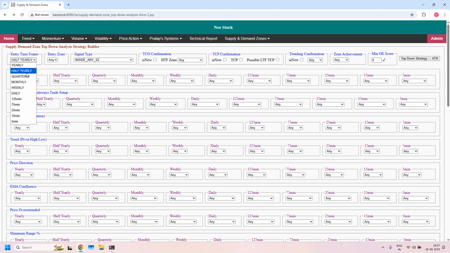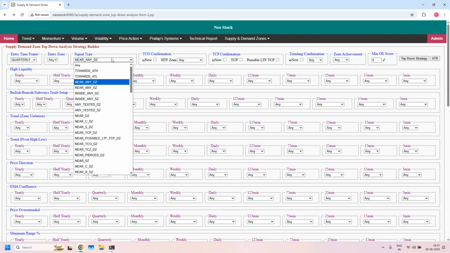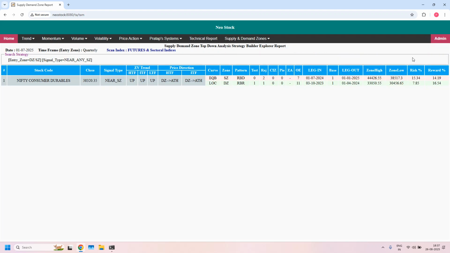Next time frame is quarterly. Stocks near to the quarterly demand zone, we got 3 stocks. Next, stocks near to the quarterly supply zone, we got 1 stock.